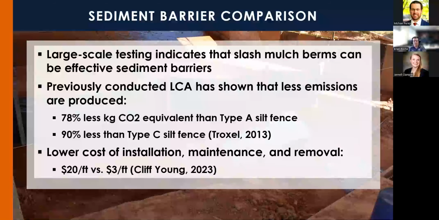One thing we also looked at was a previously conducted life cycle analysis, which showed that far fewer emissions are produced. A study earlier found that 78% fewer kilograms of CO2 equivalent are produced in the production of a slash mulch berm compared to a Georgia DOT type A silt fence, and 90% less than a type C silt fence. Alabama Power found a far lower cost of installation, maintenance, and removal compared to silt fence, with about $20 per foot for silt fence versus $3 a foot for slash mulch berms. That is largely because you're not having to remove and landfill the silt fence. You can just leave the slash mulch berm on site to decompose.